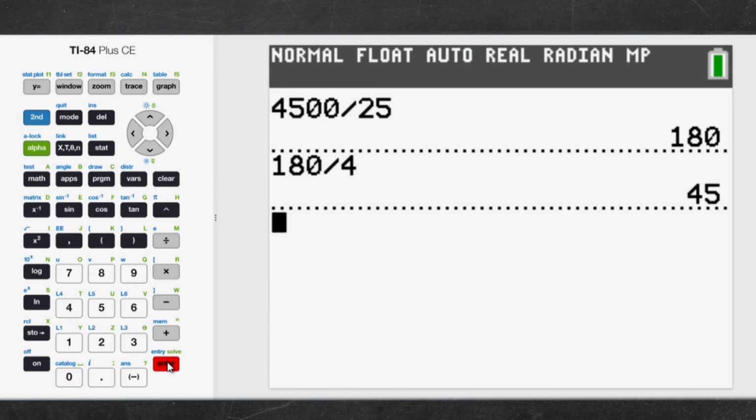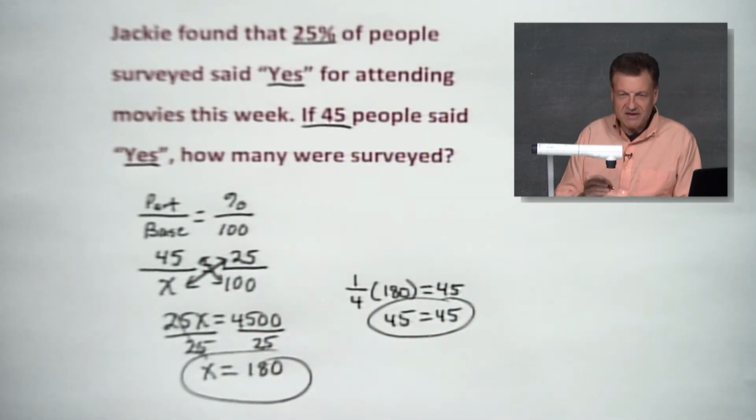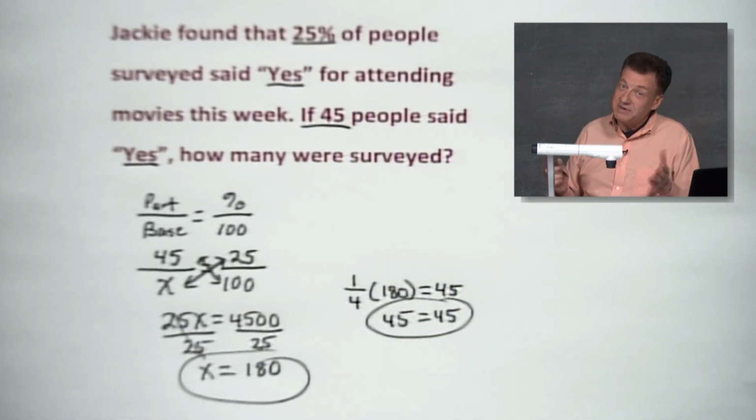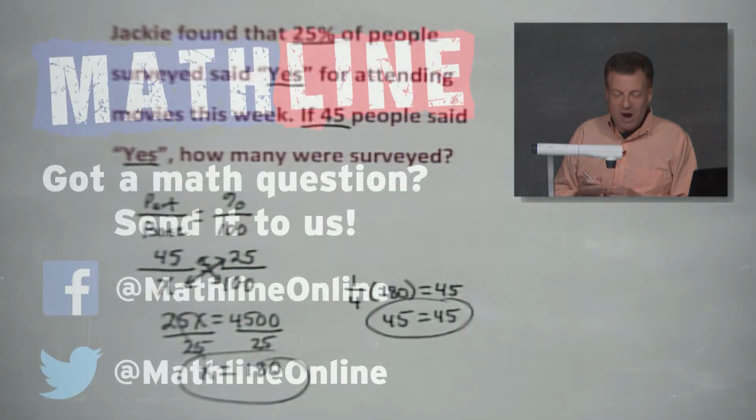So Jackie, you're working pretty hard. Got 180 people surveyed. Wow. And got 45 yeses out of that. I guess that means 75% weren't at the movies this week. But that's your story, all right? Hey, that's our Mathline problem of the day today.